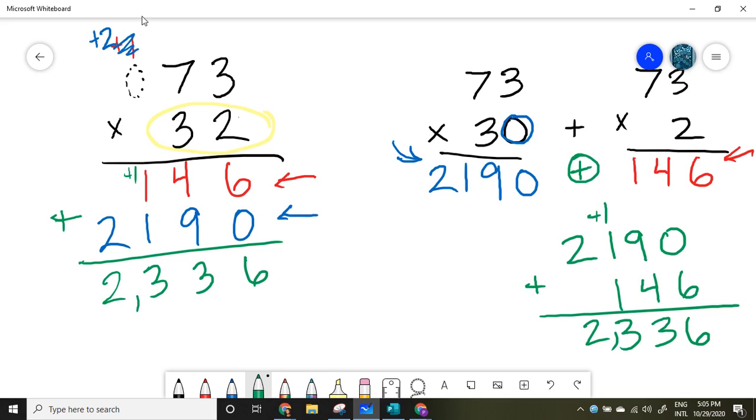My product is 2,336. So I still am focusing on the 1s and the 10s, just like I did when I split my problem up. I just happen to have everything all together now.